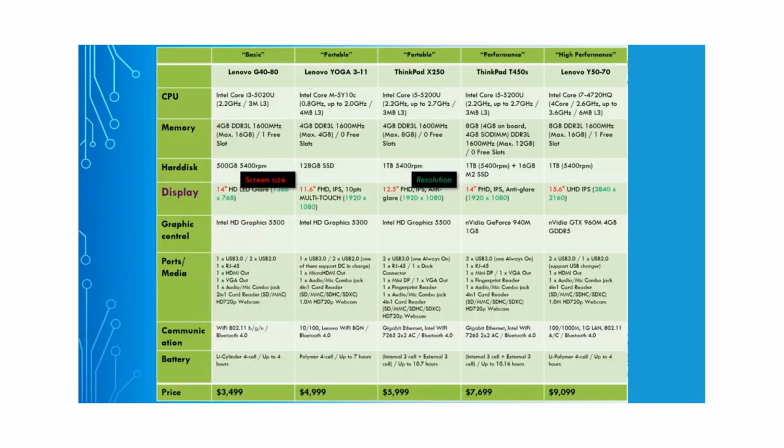For example, in this pamphlet, you can see the screen size of the display. It can be something like 11.6 inch, 14 inch, or 15.6 inch. And then the number inside the bracket shows the resolution of the display. It can be as low as 1366 times 768 resolution, or it can be as high as 3840 times 2160.